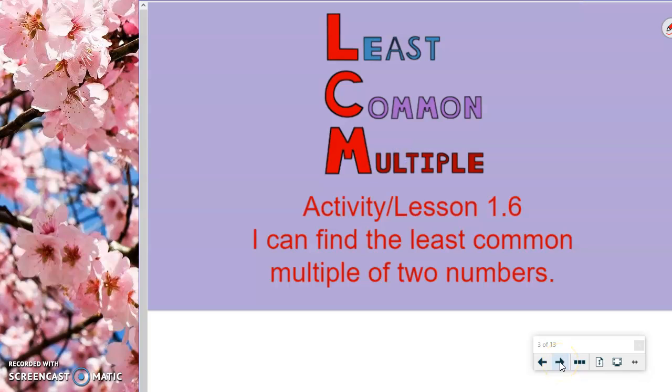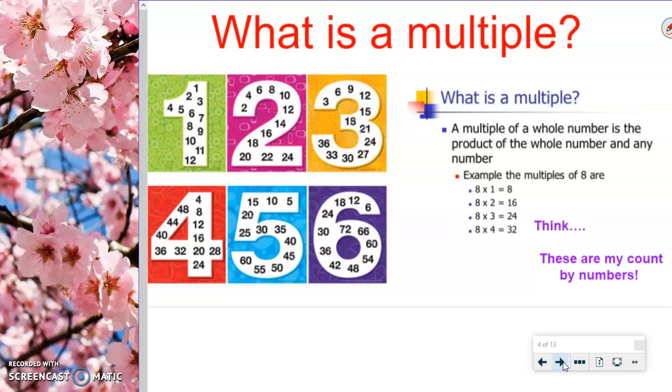Now today we are going to be talking about least common multiple. And the least common multiple target is I can find the least common multiple of two numbers. So in class today, we watched a video, and that video talked about what a multiple is. Think back to when you were in kindergarten and you learned about counting numbers.